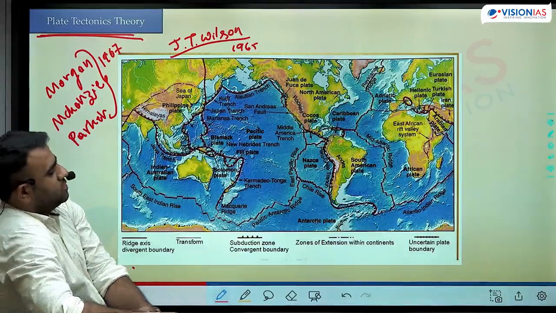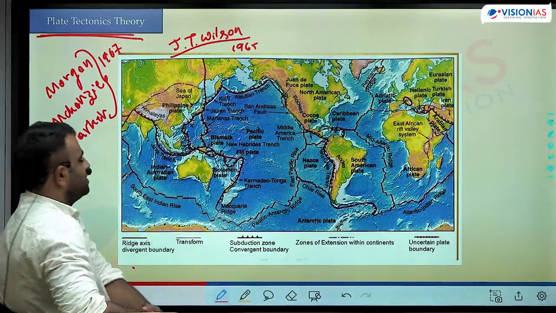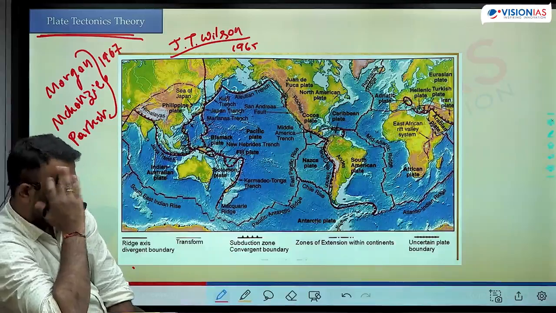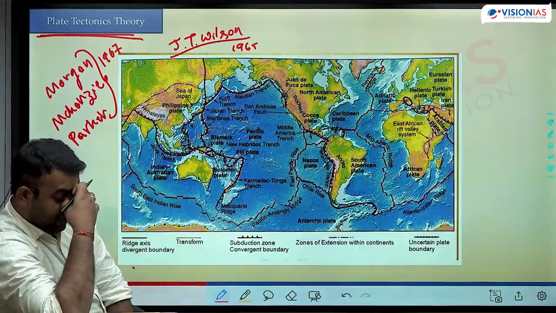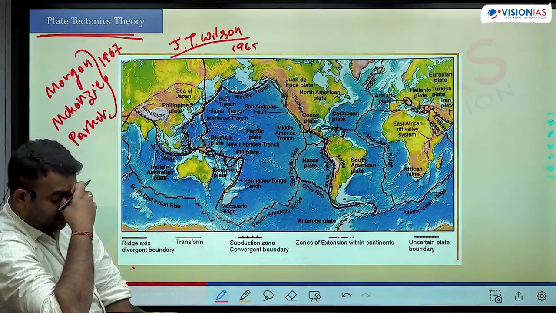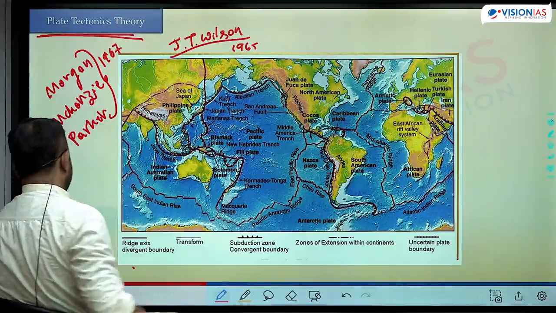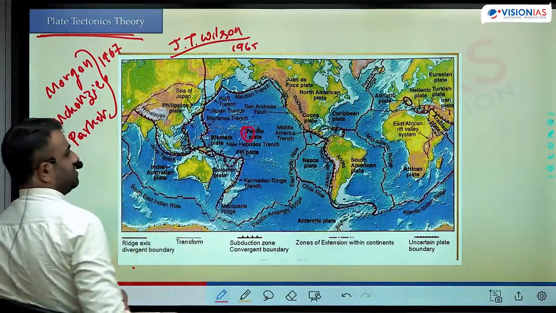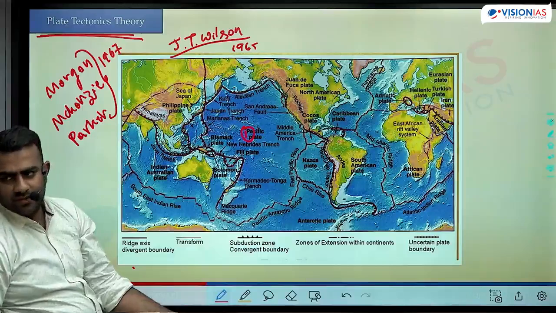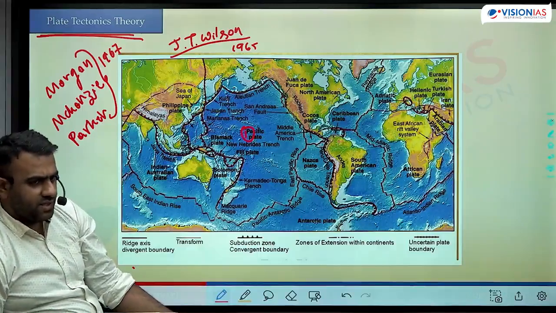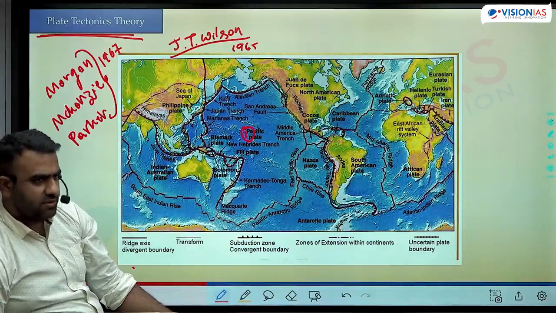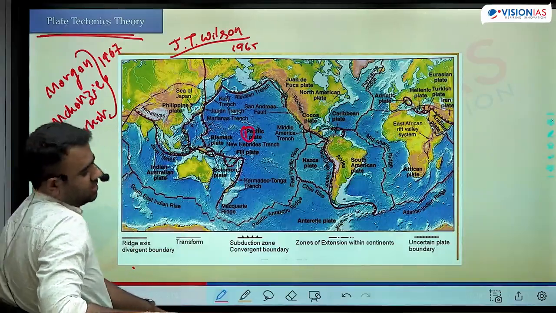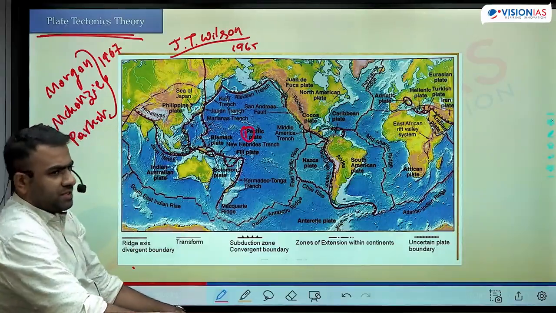The entire Earth's lithosphere, the outer shell, is divided into different plates. Some of them are larger in size, they are called major plates. Some of them are smaller in size, they are called minor plates. How many major plates are there on the Earth? Number one, Pacific plate. The largest of all is basically Pacific plate, and this plate has only oceanic crust. There is no continental crust. दोनों हो सकता है. Okay, there is a possibility that both can exist, but in this case there is only oceanic crust.